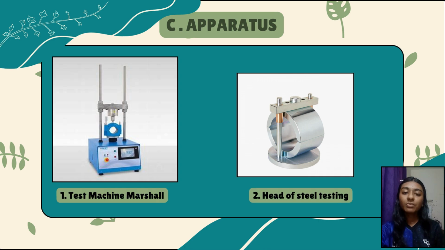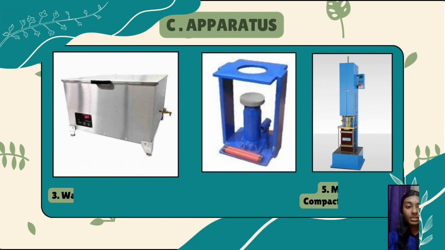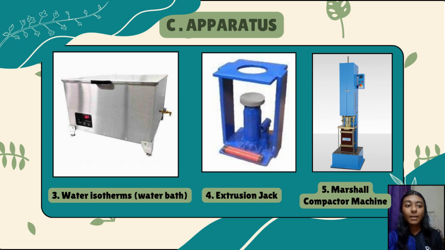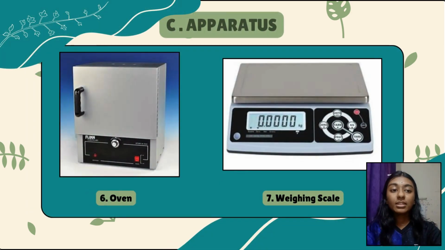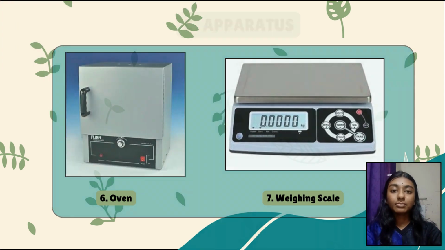The apparatus for this test is the Marshall test machine, head of steel test, water bath, extrusion jet, Marshall compactor machine, oven, and lastly the weighing scale.